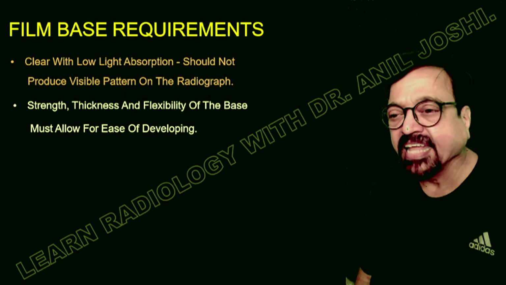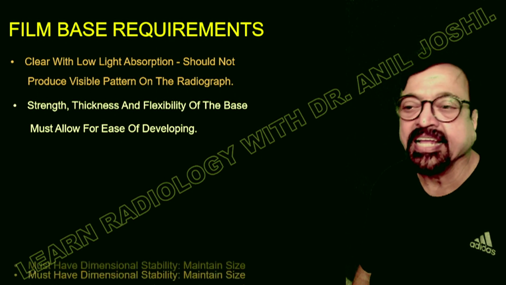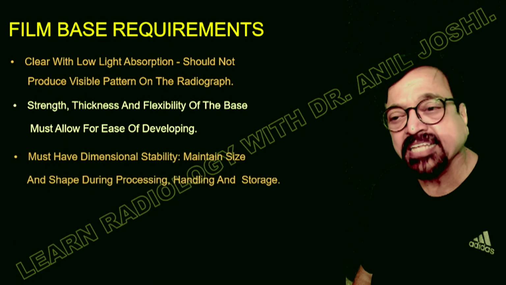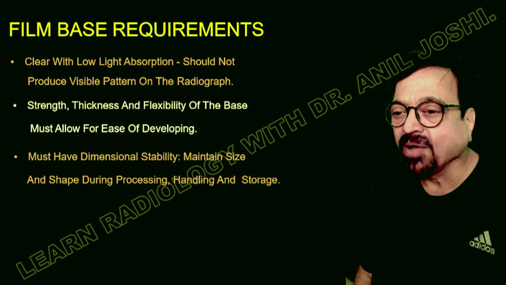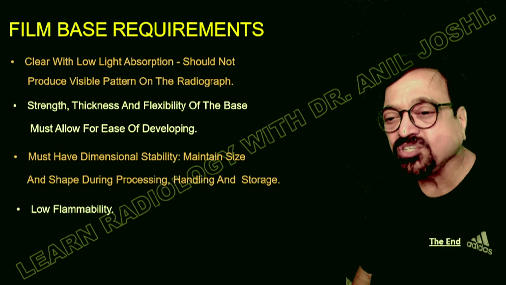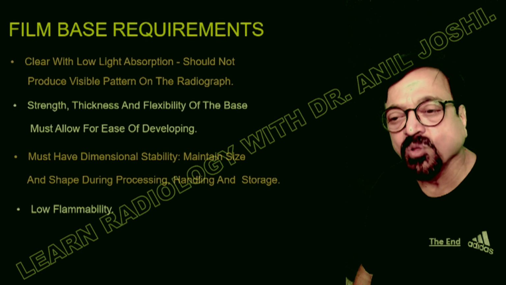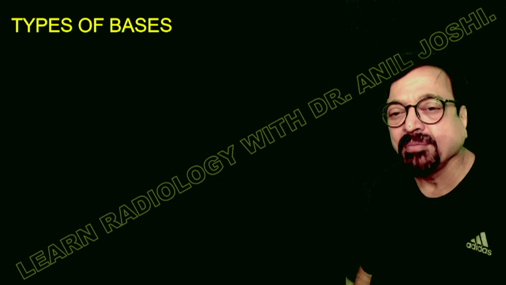Now, strength, thickness and flexibility of the base must allow for easy development. That is, a post-processing film must have dimensional stability. That is, maintain size and shape during the processing, hardening and storage. And it should have low inflammability. How did we achieve it? We changed from cellulose to polyester. That's why the inflammability was controlled.